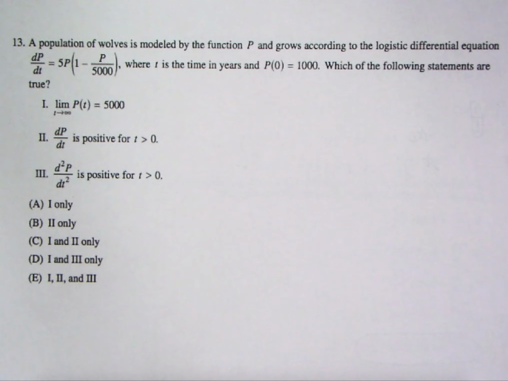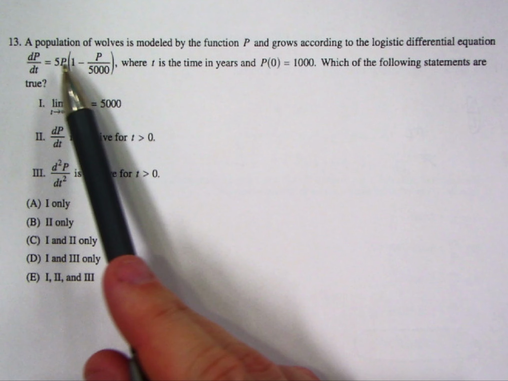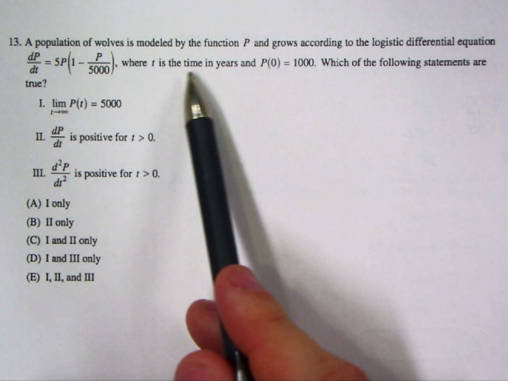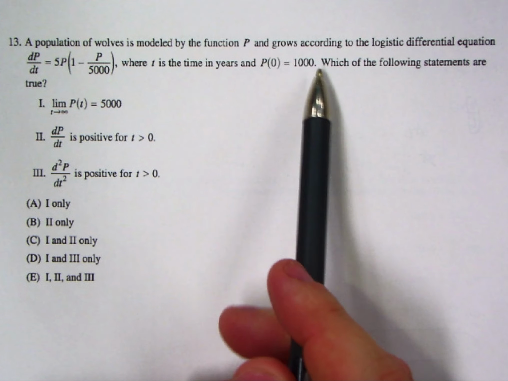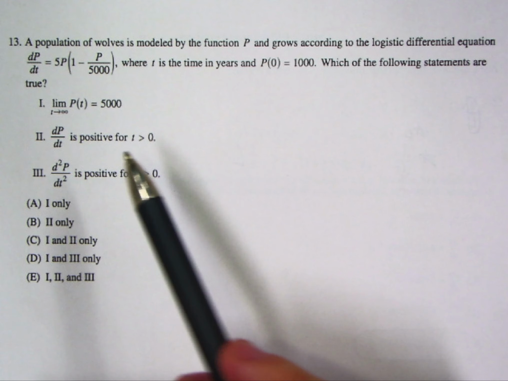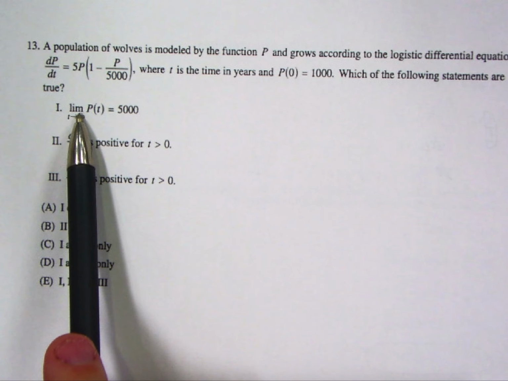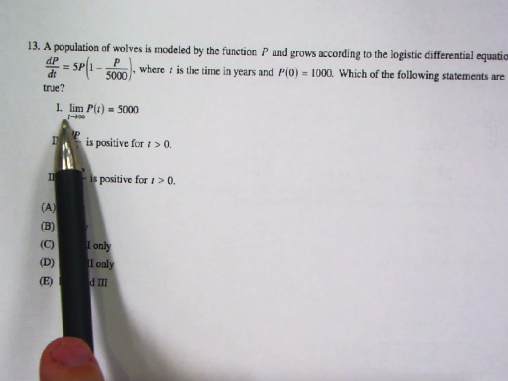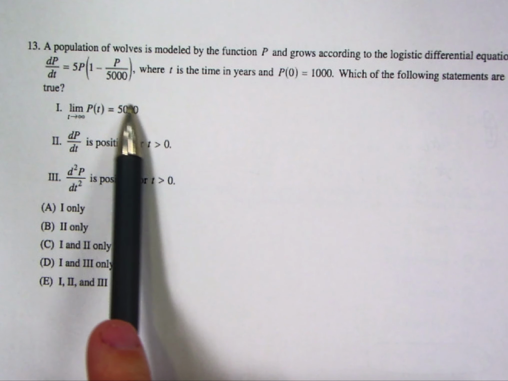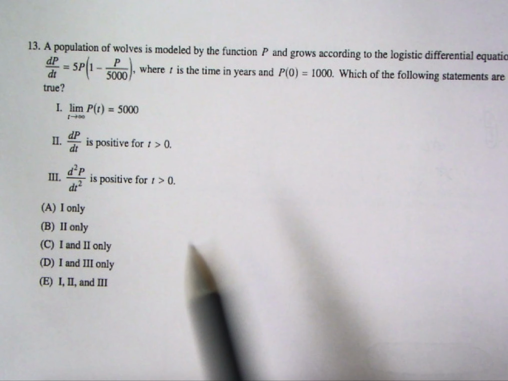And the last one, similar type of question. Wolves modeled by P grows according to the logistic differential equation as given, where T is in years and P of 0 is 1,000. Which of the following statements are true? Well, kind of like the last one, the limit of P as T goes to infinity equals 5,000. That's what our carrying capacity is. We could see that right here. So we know that's going to be true.